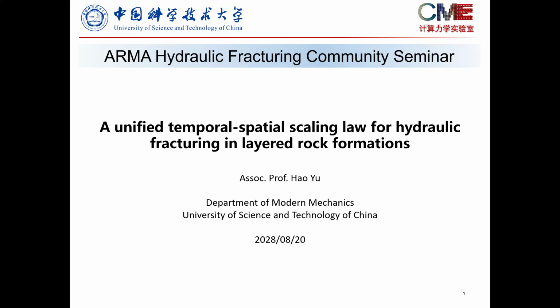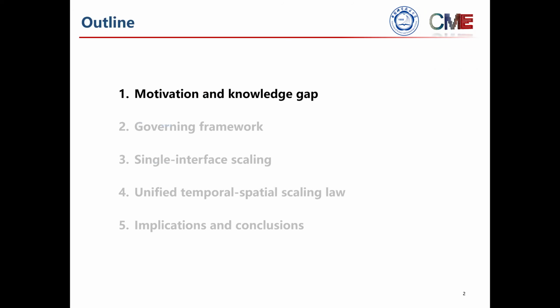The main message of this talk is that interfaces introduce a new spatial scale and therefore break the classical self-similar structure of hydraulic fracture propagation in the KGD model. However, the resulting transient behavior is not arbitrary. We find that it can be organized by a unified temporal-spatial scanning mode. I will first discuss the physical motivation and then introduce the governing framework, examine the response to a single interface, and finally show how the single interface picture leads naturally to a unified description of multilayer propagation.